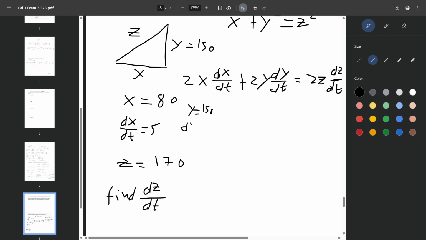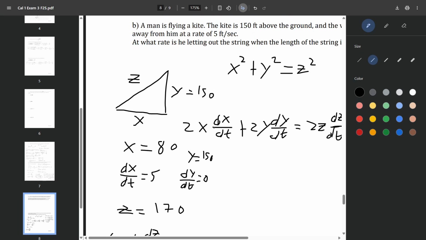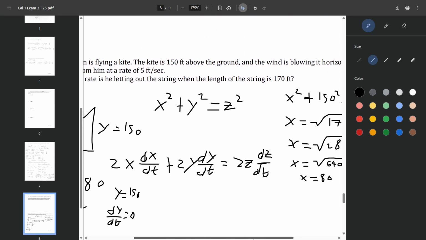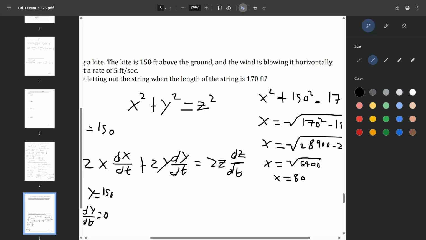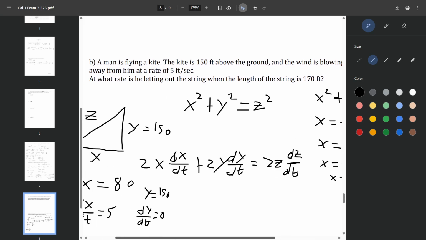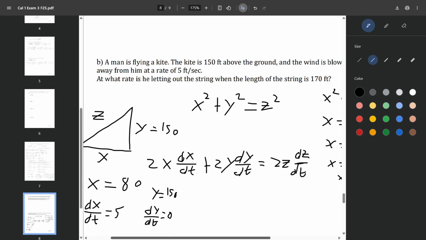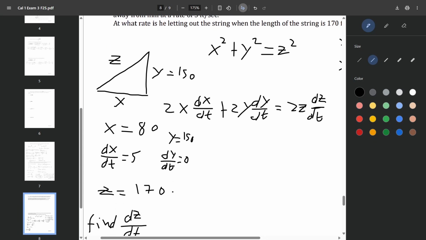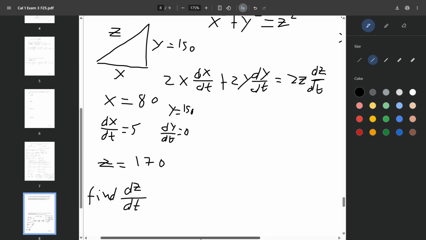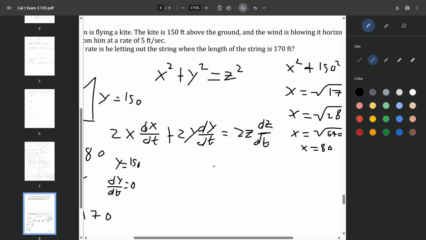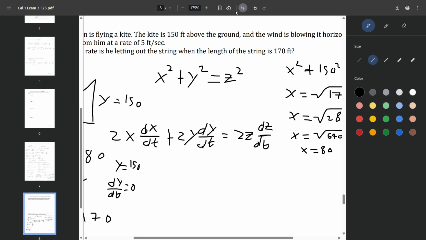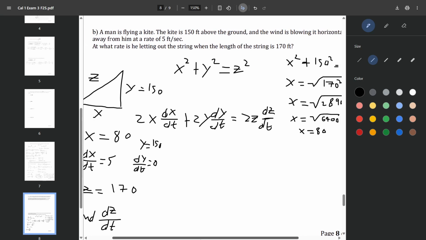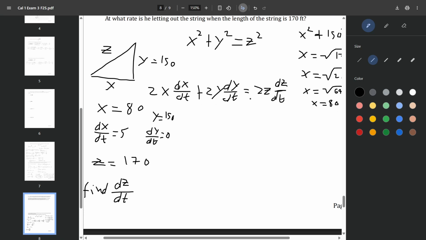And in this case, dy over dt is equal to 0, because the problem states that the kite is staying at the height of 150 feet. So our dy dt is 0 in this case. So now that we have all of our variables, we are now going to solve for dz over dt.